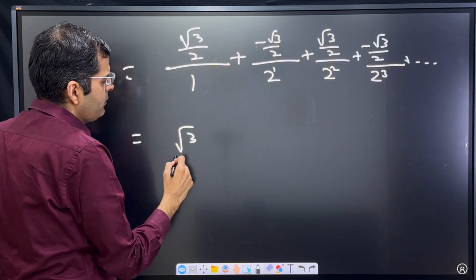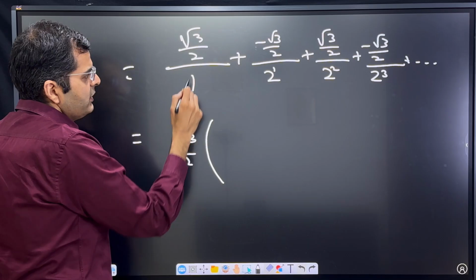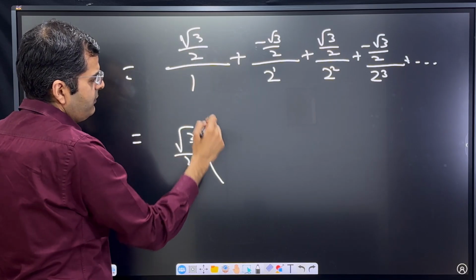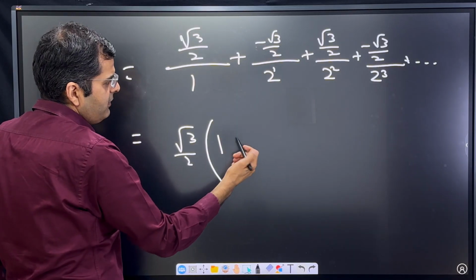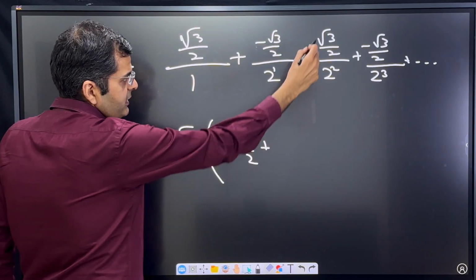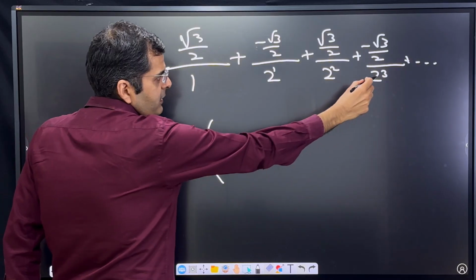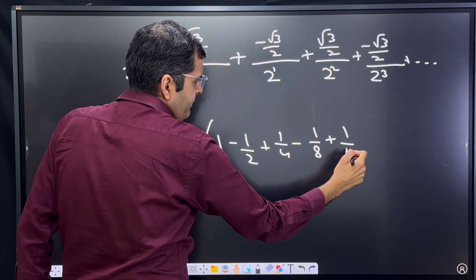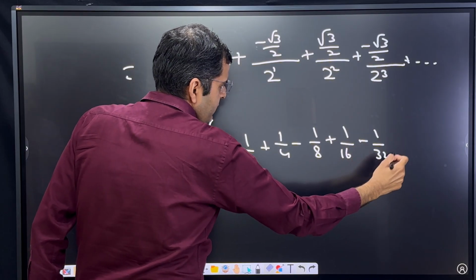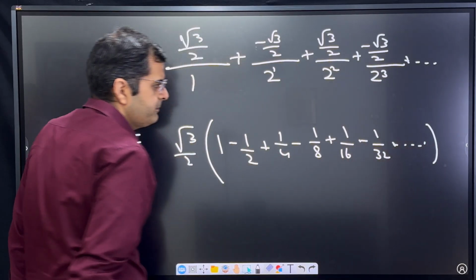So I can take root 3 by 2 as common. If I take this as common, this is 1 upon 1, which is 1, plus this becomes minus 1 by 2. This becomes plus 1 by 4. 2 raised to 3 is 8, so it is minus here. So minus 1 by 8. Then plus 1 by 16. Then minus 1 by 32. And so on and so forth.